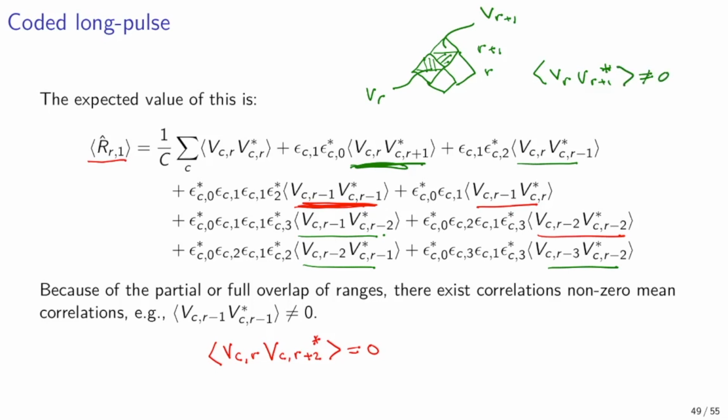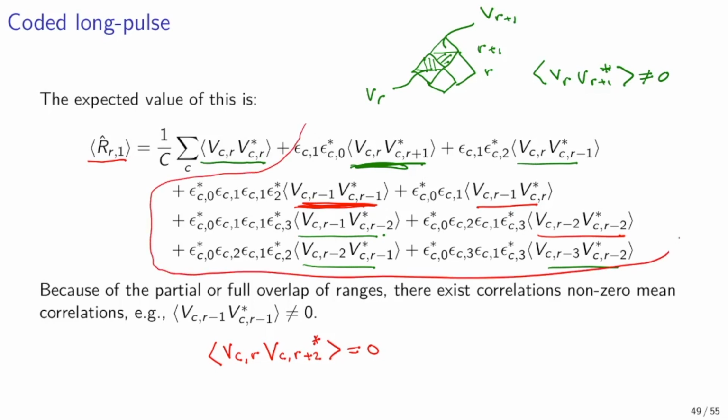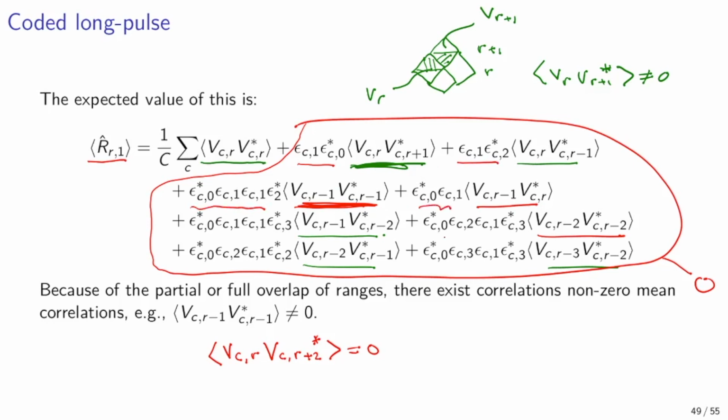Okay, so the term that we want is the first term, because it tells us about the autocorrelation function at range r. We want to get rid of all of these other terms. We want to figure out how to get rid of all of these terms. In order to do that, we need to rely on the transmit code. We need to rely on these values here.